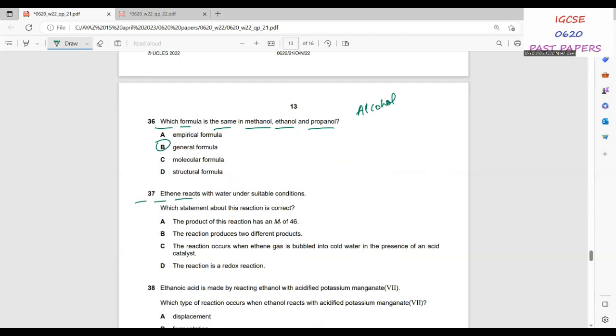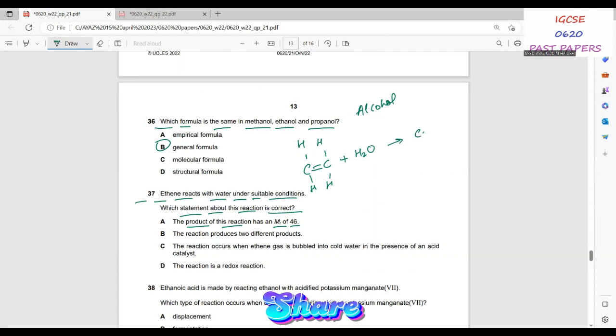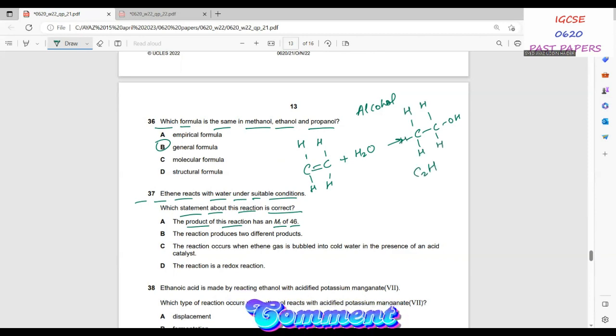37. Ethene reacts with water under suitable conditions. Which statement about this reaction is correct? A. The product of this reaction has an Mr of 46. So what will you get when you react ethene with water? The formula of ethene is C2H4 and water is H2O. When you react this, you will get ethanol. The formula for ethanol will be C2H6O.